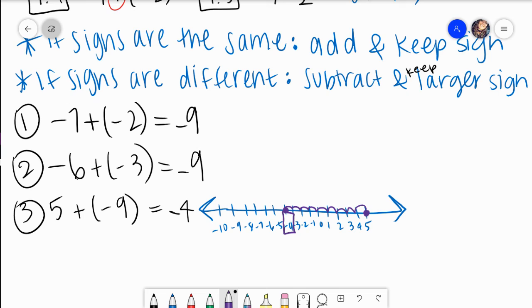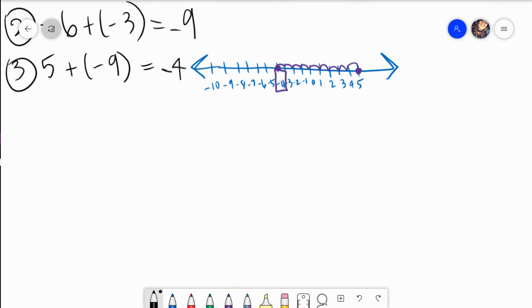That could almost be ambiguous and not make that much sense and be confusing. That's why I truly believe these rules right here will make way more sense. If the signs are the same, add and keep. If the signs are different, subtract, keep the sign of the larger. Okay, so let's do another example real quick.